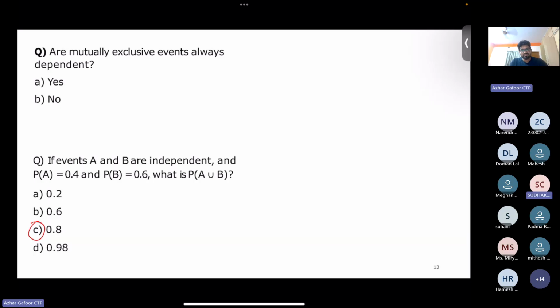How can you say it is dependent, sir? Can you come again? Yeah, I will explain it again. Yeah, please. Okay, so let's go with an example.